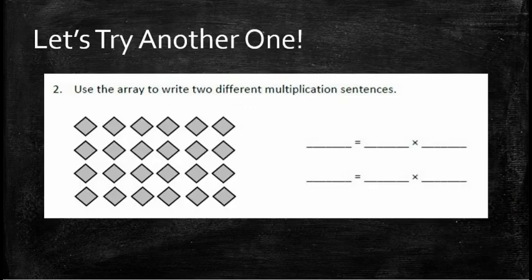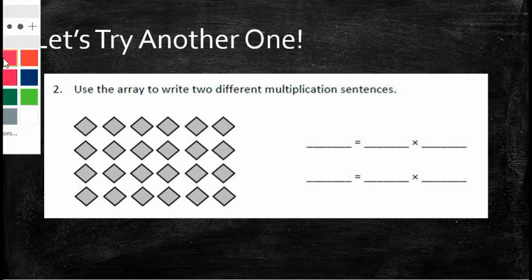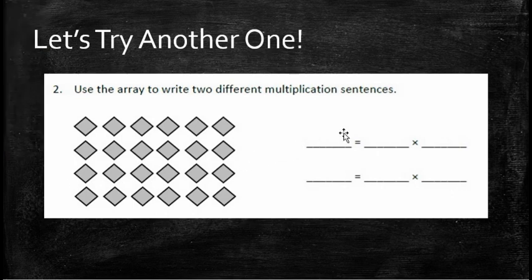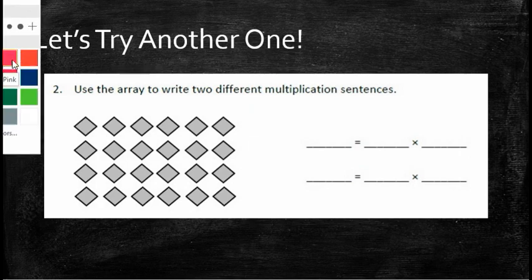Let's try another one. Use the array to write 2 different multiplication sentences. Now, a lot of students get scared because the equal sign is on the opposite side. You have an equal sign here. That's okay. It's still the same problem, and you don't have to be afraid.